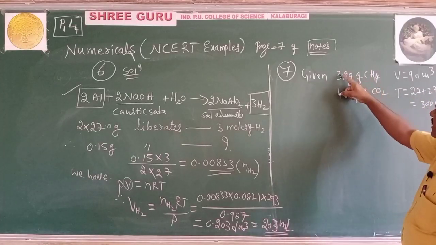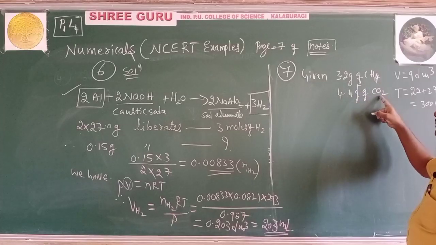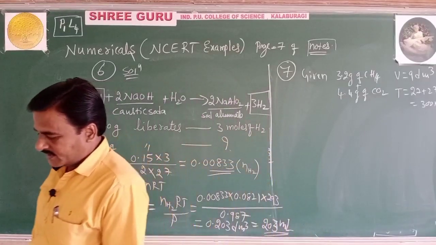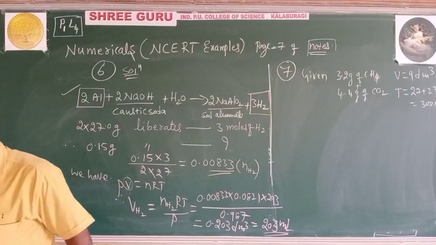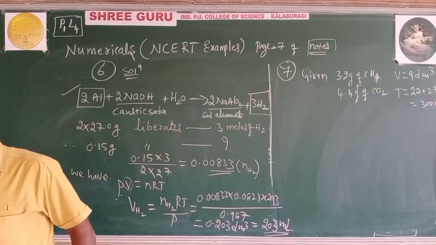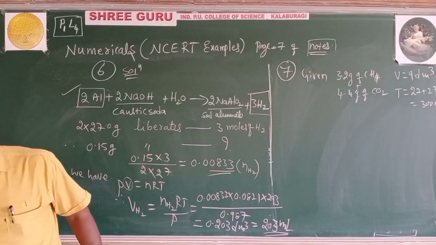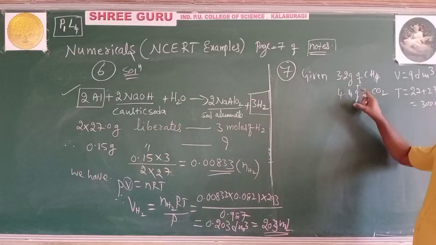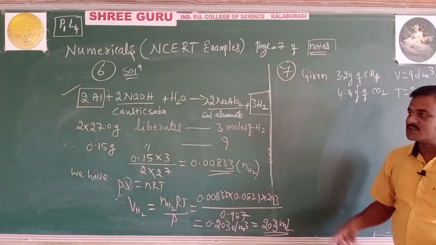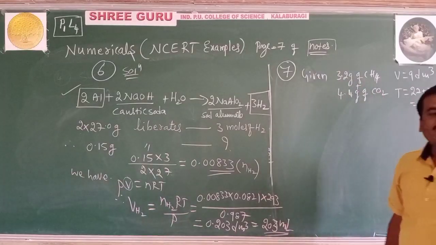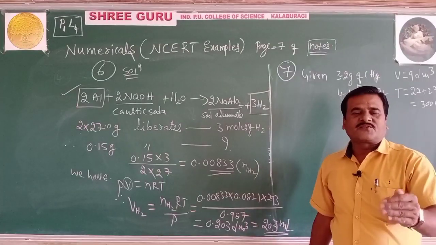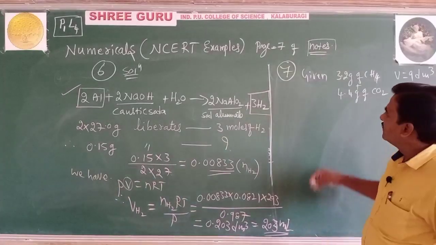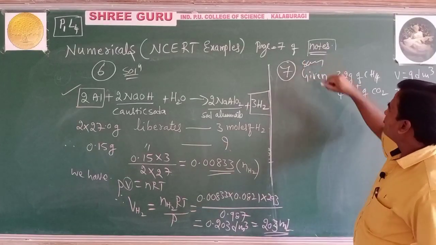So it is given a mixture of 3.2 gram of methane and 4.4 gram of CO2, and you are asked to calculate the total pressure of the gas. Instead of the number of moles, here the gram is given. From the given gram of gas, you calculate the number of moles of the gases.